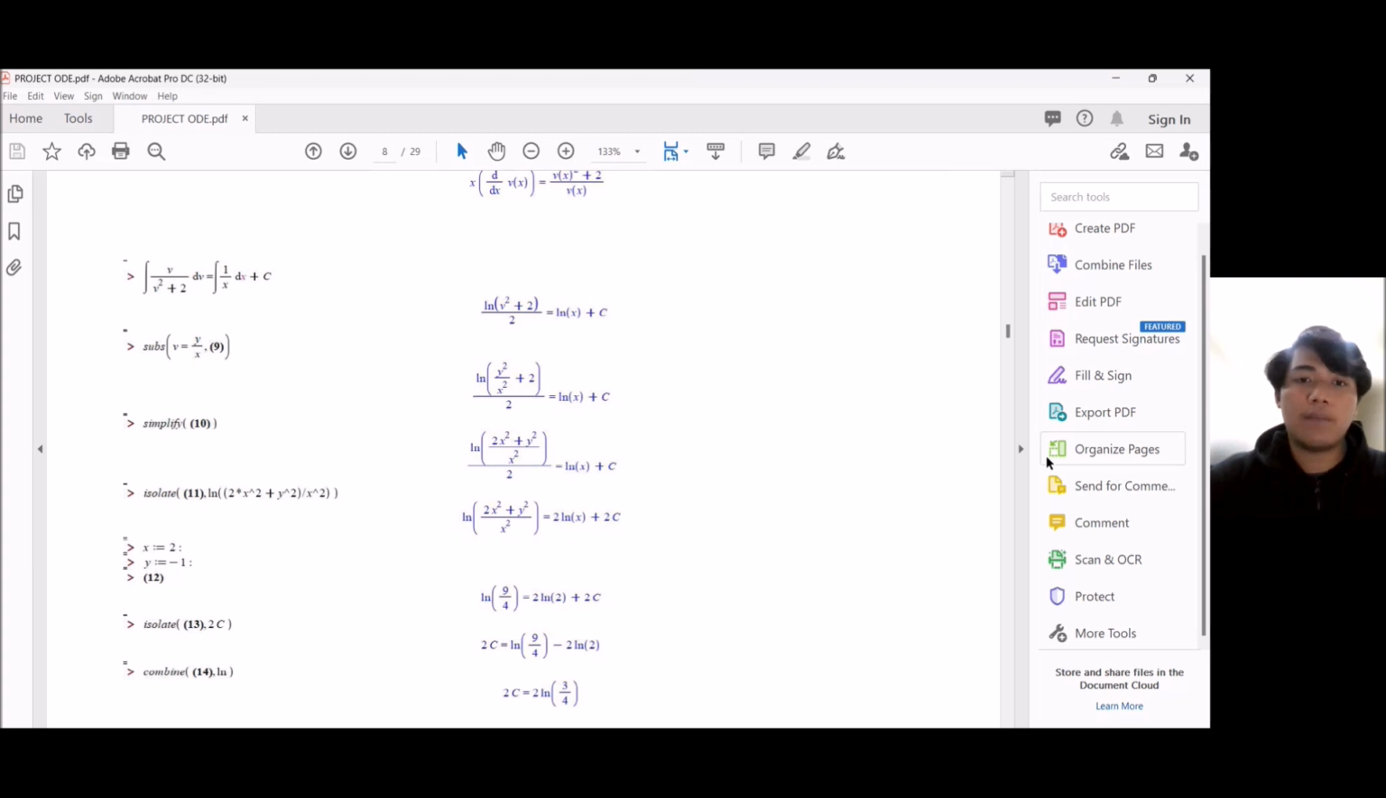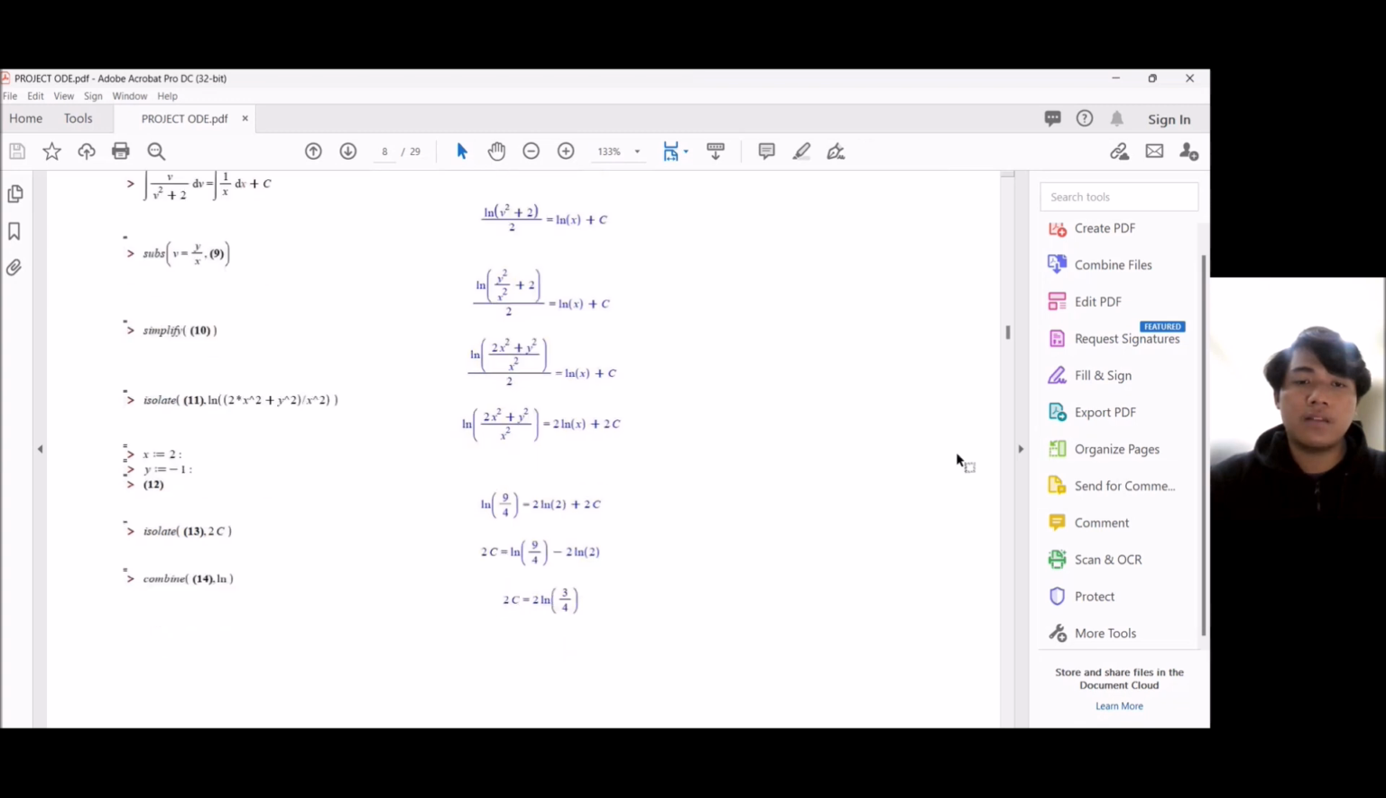So it will be ln of (y^2 x^2 + 2) divided by 2 equal to ln x plus c. Next, I simplify it. And after that, I bring the divided by 2 to the right side. So it will be ln of (2x^2 + y^2) divided by x^2 equal to 2 ln x plus 2c.